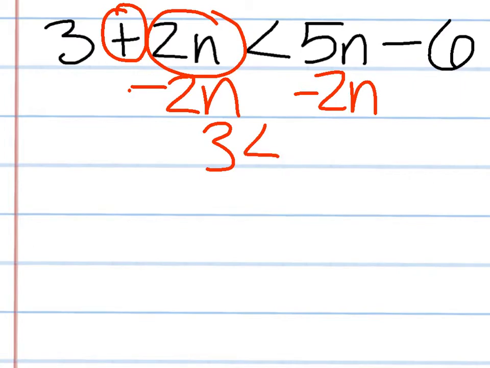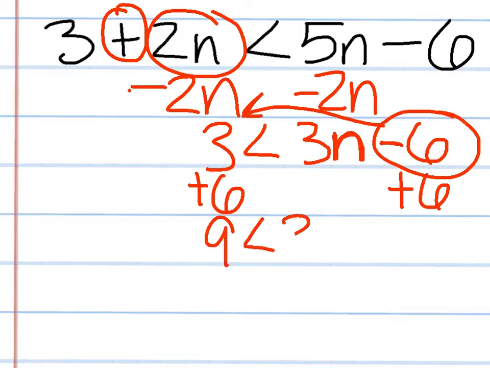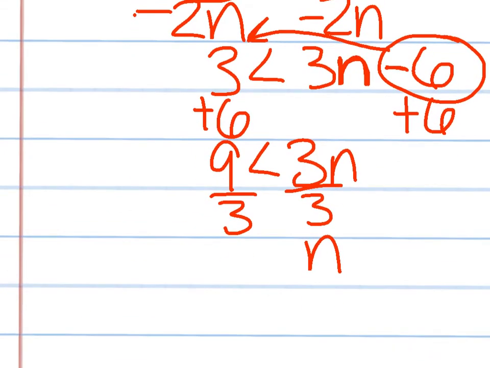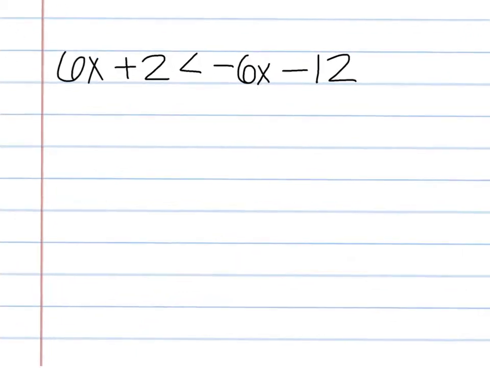We have 3 is less than 5n minus 2n gives us 3n minus 6. Alright, now we have one variable on one side. That means we need to move this number to the other side. What do we need to do to move negative 6 to the other side? We're adding 6. Alright. So we get 9 is less than 3n. Divide by our 3. And 9 divided by 3 will give us 3. So we get n is greater than 3.